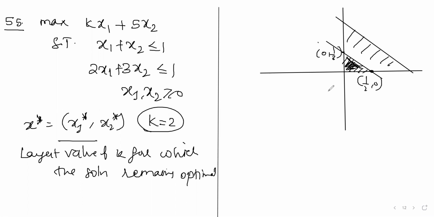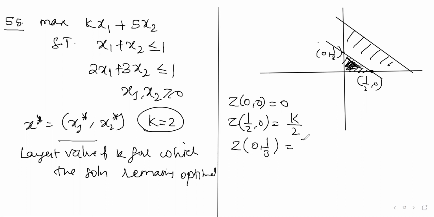Now let us find out Z at 0, 0, it will give me 0. And Z at half comma 0 will give me k over 2. And Z at 0 comma 1 by 3 will give me 5 over 3. We want the solution to be optimal. The problem was to maximize, so the maximum value should be optimal for k. K equal to 2 is giving me the maximum.